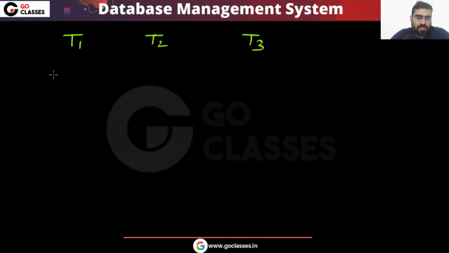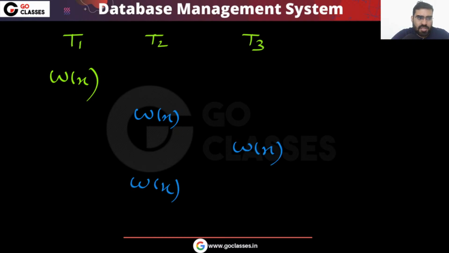Let me ask another question. Let's assume T1 does the write operation, and these others do the write operation too. Some schedule I am giving you. Now in this situation, what is the write timestamp of X?